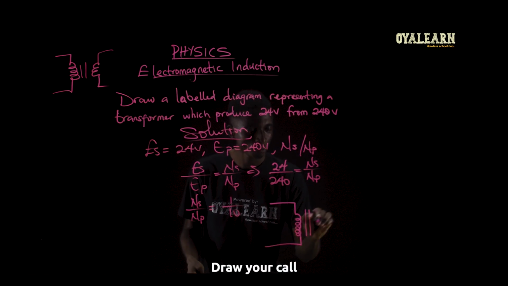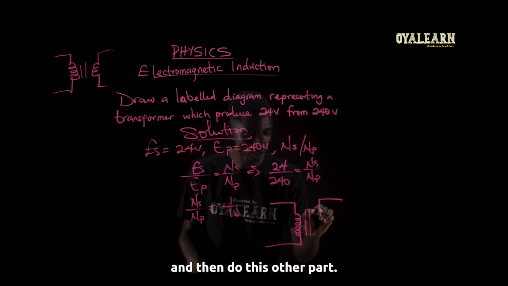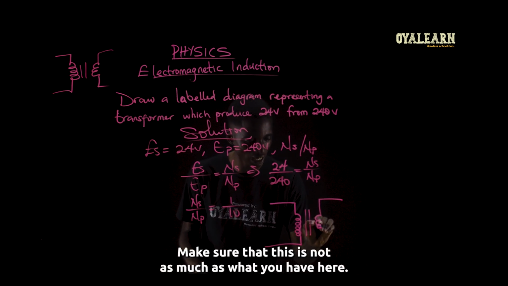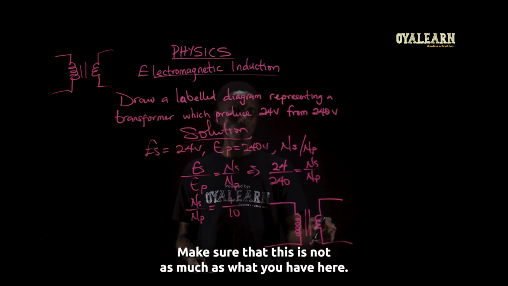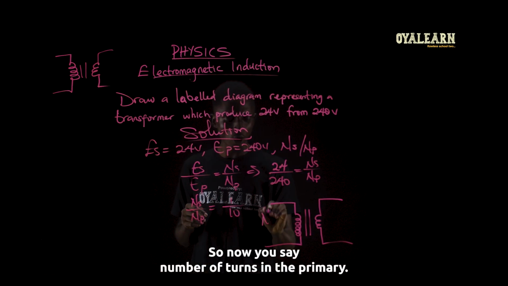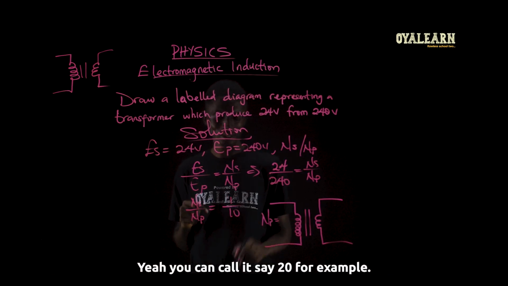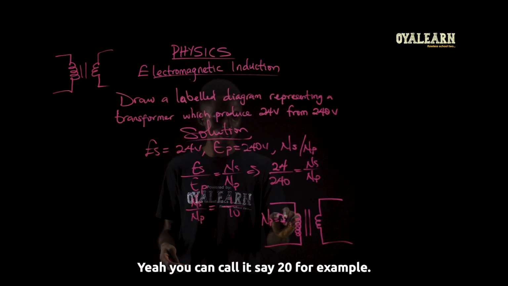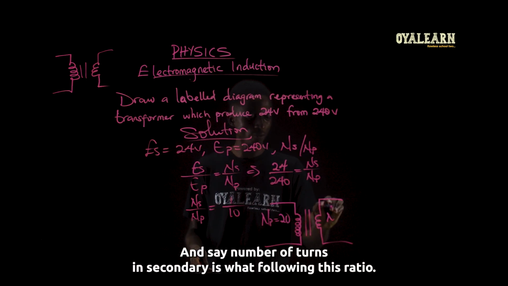Draw your core and then do this other part. Make sure that this is not as much as what you have here. So now you say number of turns in the primary here. You can call it, say, 20, for example. And say number of turns in secondary is what?